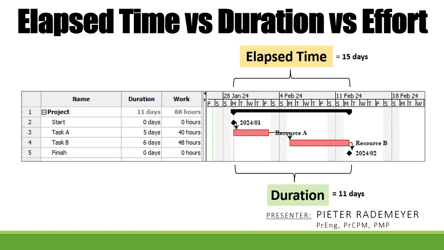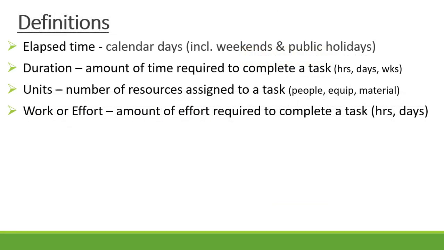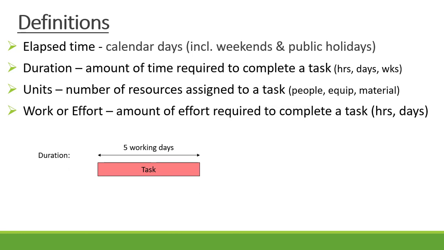In this video, I'll be using an example to explain the difference between elapsed time versus duration versus effort. So let's have a look at a few definitions. Our elapsed time is your calendar days, which includes your weekends and public holidays. Our duration is the amount of time required to complete a task that can be hours, days, or weeks.